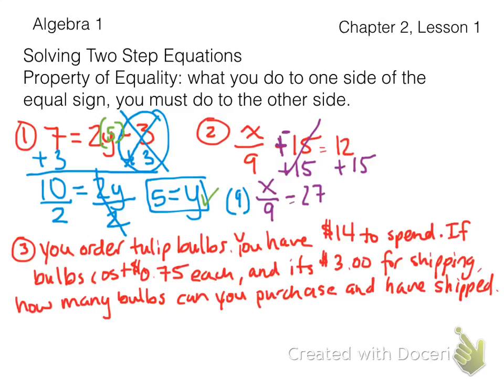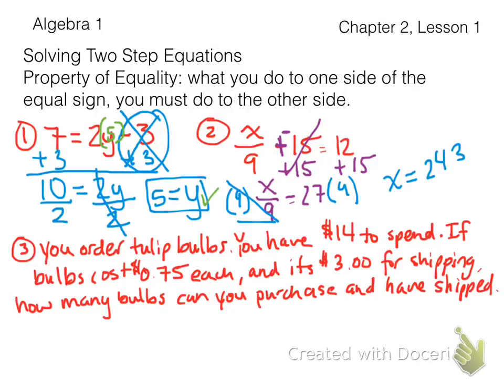So if I multiply this side by 9, I'm going to end up with 9 over 9. Well, 9 over 9 is 1. But again, what I did on this side, I have to do on this side. So if I multiplied by 9, I now have to do 27 times 9, which is kind of nasty. That's my calculator, you hear? Because you can use a calculator. So x is equal to 243.